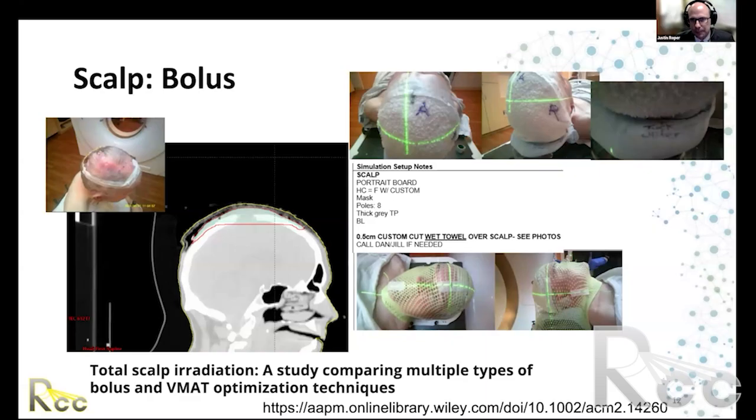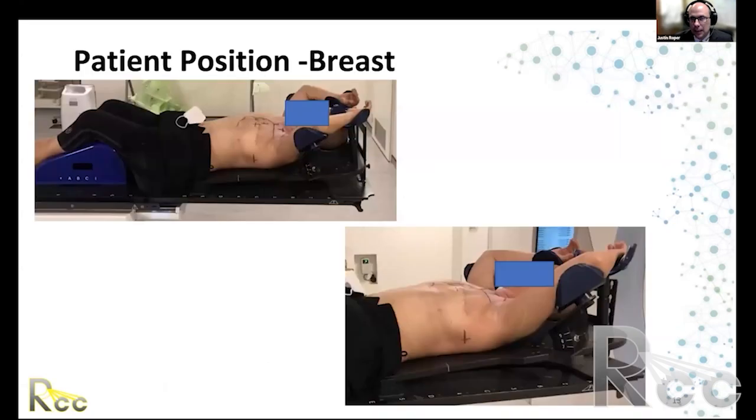Next slide, please. Justin, there's a question in the chat. They're wondering about the bolus thickness for the scalp. So the bolus thickness which we typically use clinically is half a cm. There are other practices that may use a full cm of bolus. Next slide. Okay, I'm going to hand it back off to Maura.